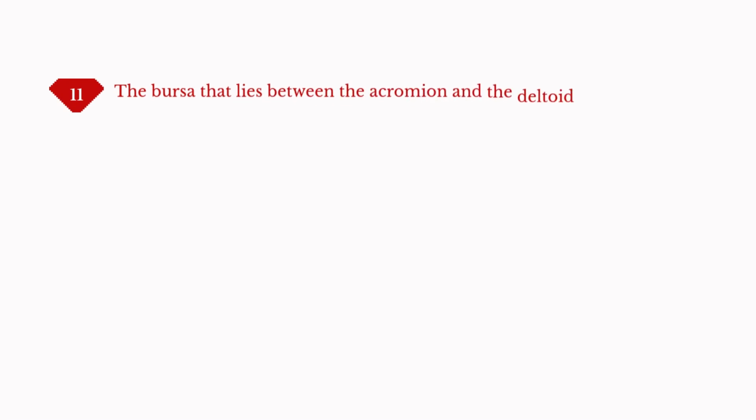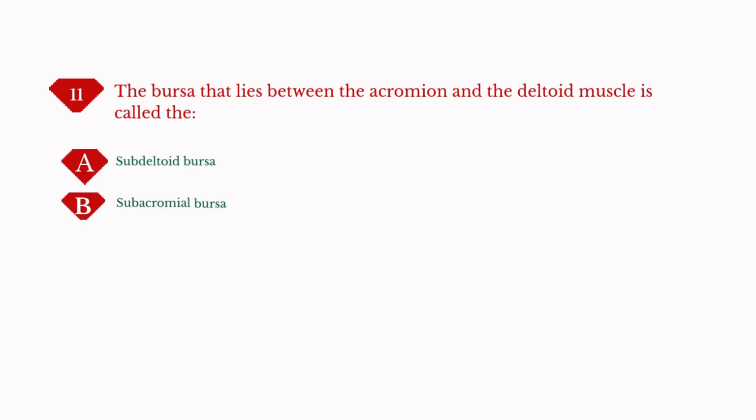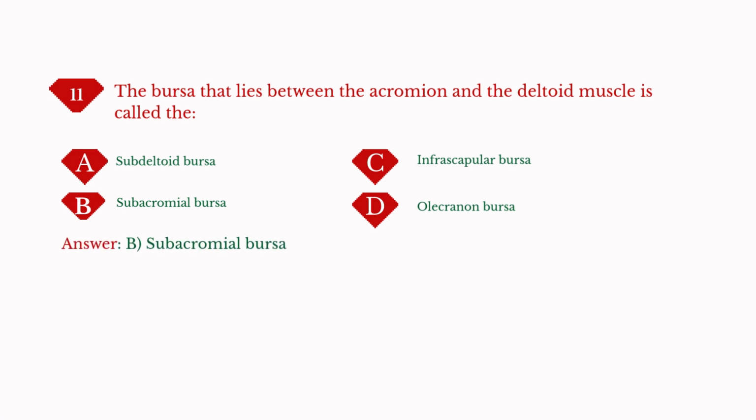The bursa that lies between the acromion and the deltoid muscle is called the A. Subdeltoid bursa. B. Subacromial bursa. C. Infrascapular bursa. D. Olecranon bursa. Answer: B. Subacromial bursa.